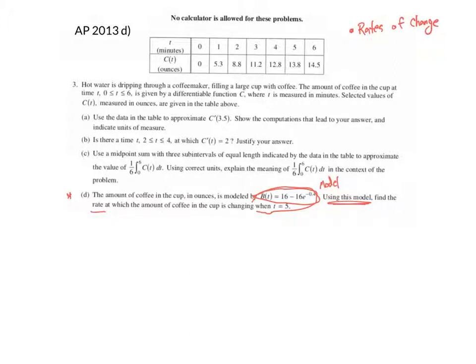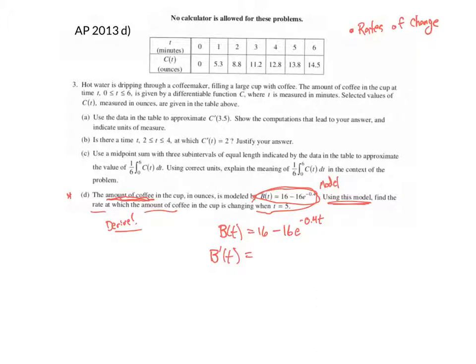So first off, what does this model do? Does this model model the rate already? No, this model only models the amount of coffee. So in order to find the rate at which the amount of coffee is changing, what I will need to do is take the derivative of this particular function b. So let's rewrite b so I have something bigger to look at. 16 minus 16e to the negative 0.4t. And what we're going to do is find what b prime of t would be.